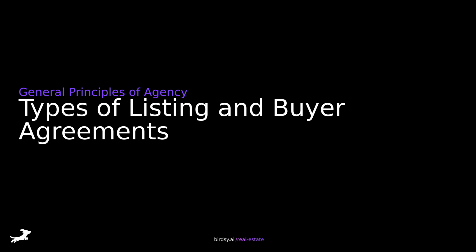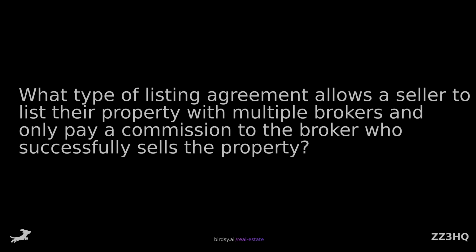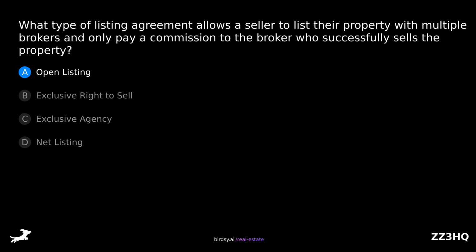Types of listing and buyer agreements. What type of listing agreement allows a seller to list their property with multiple brokers and only pay a commission to the broker who successfully sells the property? Is it A. Open listing? B. Exclusive right to sell? C. Exclusive agency? Or D. Net listing? The answer is A.